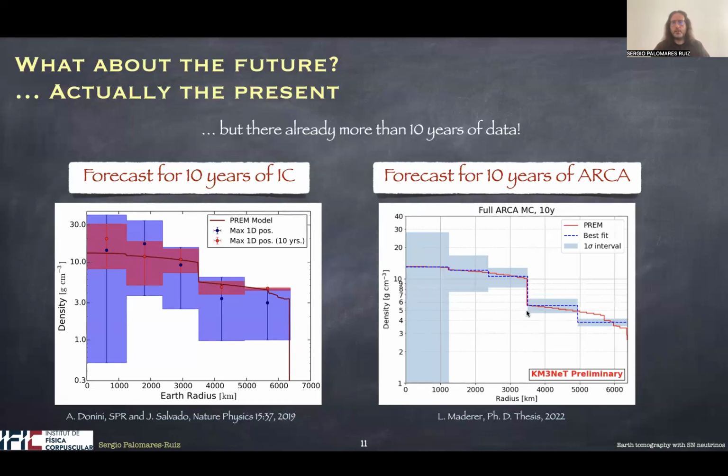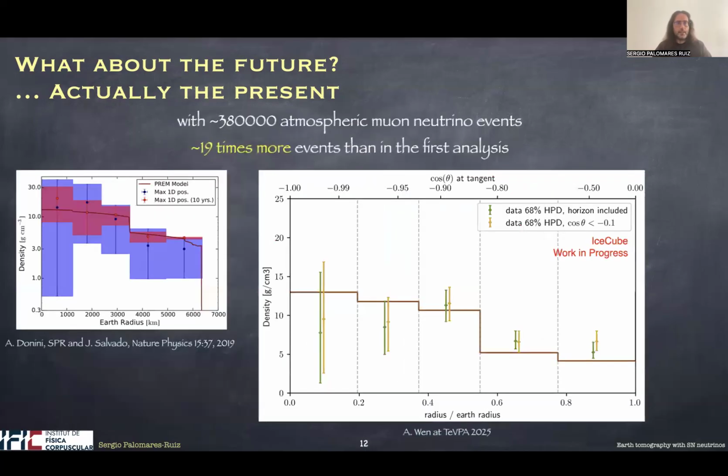There was another forecast using ARCA that was very much compatible with what we did. But actually now there is an ongoing effort by the IceCube collaboration with 19 times more events than in the analysis that we performed. Preliminary results have been presented, for instance, by Alex Wen at the recent TEPA conference that took place a few weeks ago in Valencia. The results are very promising, so we look forward to seeing the final analysis of these results by the IceCube collaboration.